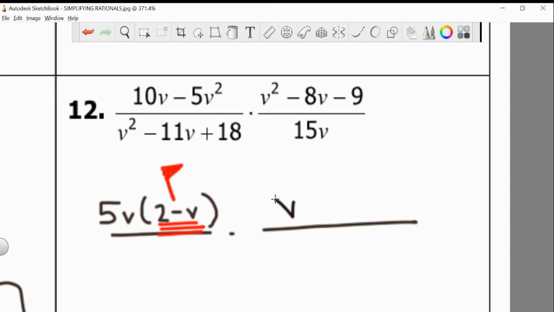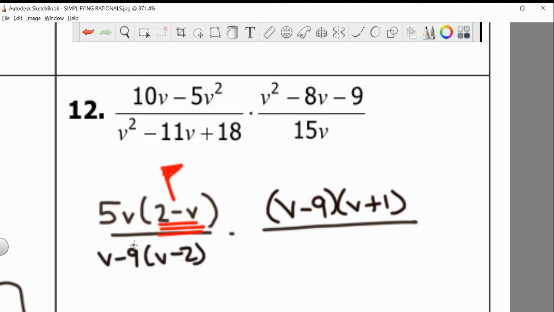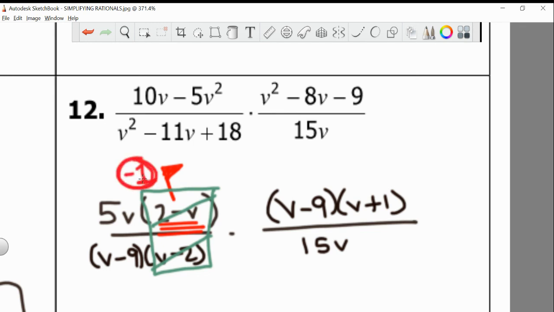If we do this top one over here, that's going to be v minus 9v plus 1. If we do this bottom left one, that's going to be v minus 9v minus 2. And if we do this bottom right one, we can't do anything. Okay? Now, lucky for me, I've already notified myself and said, whoa, 2 minus v. Look what we've got. A v minus 2. Do those things cancel out? Yes. But they don't cancel out completely. They're going to give us that negative 1 left over. Don't forget this. That's very important.